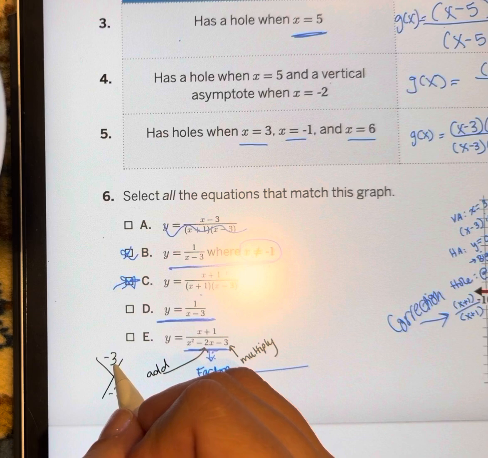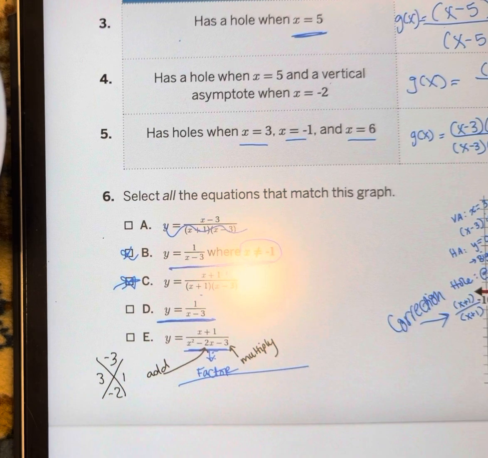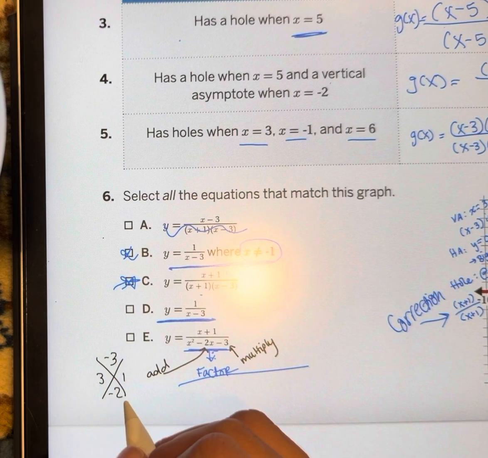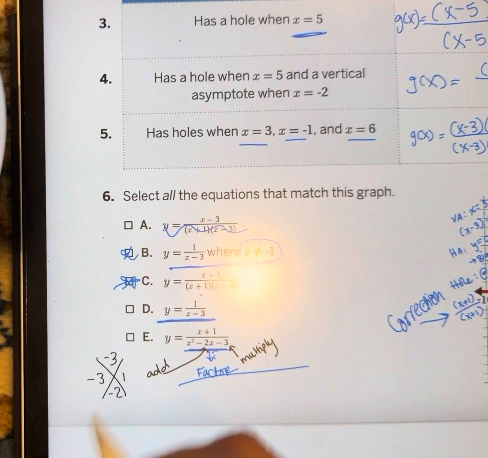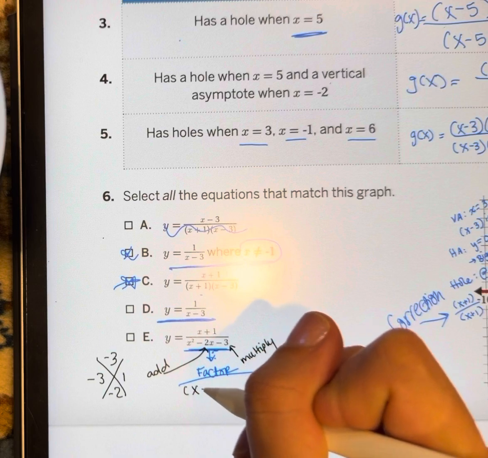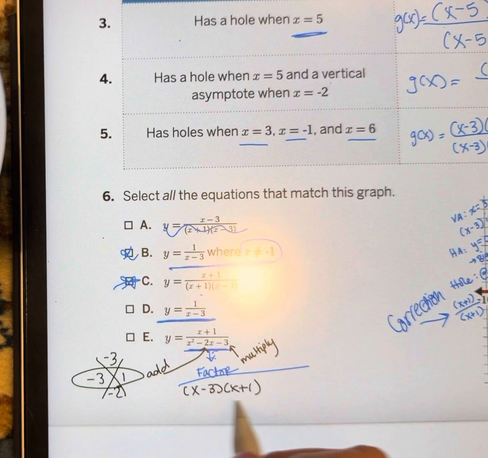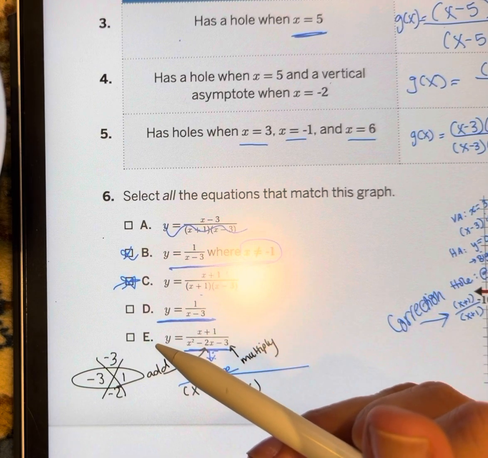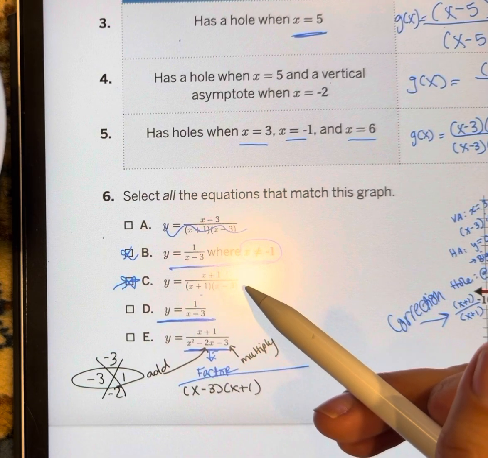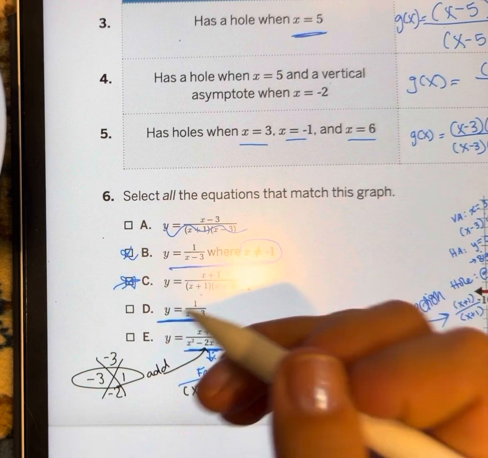So what multiplies to make 3? 3 and 1. How can it make a negative 2 when I add them? If the 3 is negative. And now does it multiply? Yes, it does. And so that means this factors to x minus 3 and x plus 1. These two numbers that I found are the factors, which means that E is actually exactly the same as C. So it's fine.